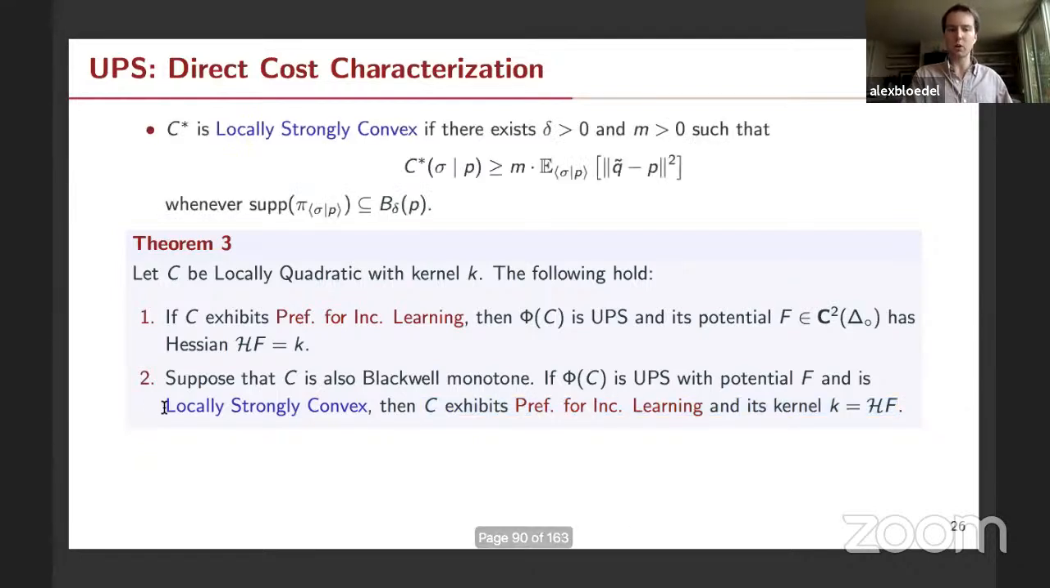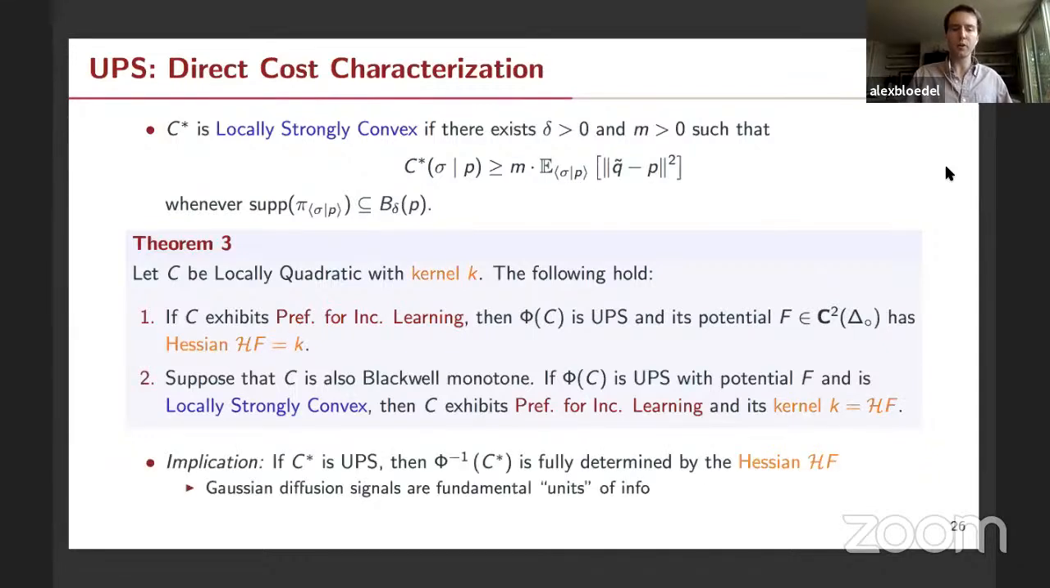So what is this local strong convexity? Formally, it looks like this. Economically, what it says is just the marginal cost of sampling from a Gaussian diffusion for an additional instant is uniformly positive and bounded away from 0.